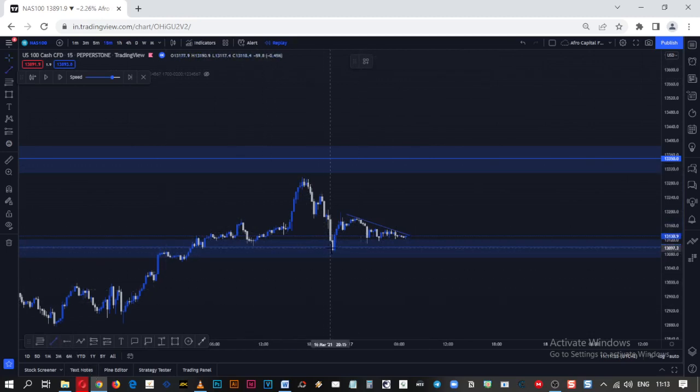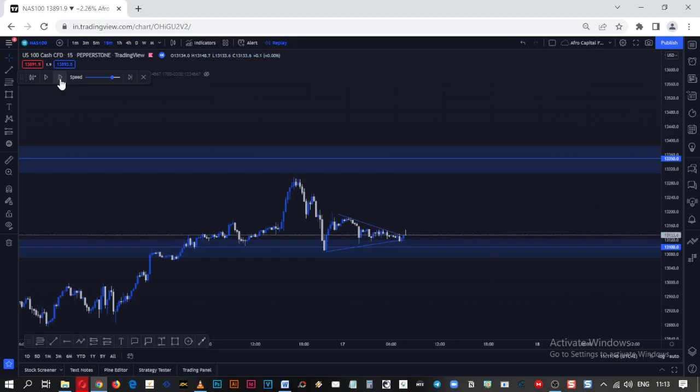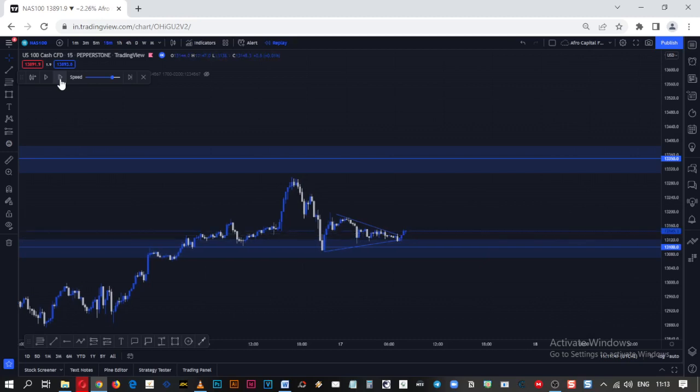Now the pattern has basically presented itself. It's a triangle pattern. Normally this one is a continuation, but then knowing our market is tricky, this could be a reversal. Could either break to the downside or the upside. Let us see how that all unfolds. Breaking up to the upside.